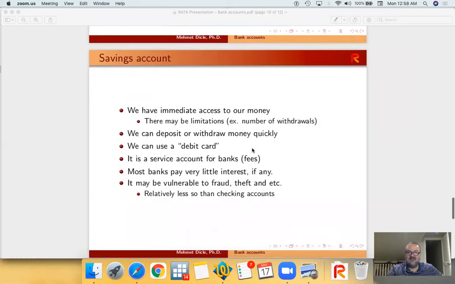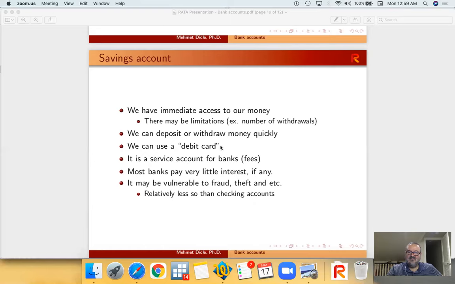A savings account is very similar. You still have immediate access to your money, but there may be some limitations. For instance, some banks may say you could only withdraw 3 times a month, or 5 times a month, and you could withdraw only half the money, and that sort of thing. Otherwise, you start paying fees. You could deposit or withdraw money quickly. You could just close the account and get all your money out very quickly, same day, immediately. So it's very similar to a checking account. You could actually connect a savings account to a debit card, but that kind of beats the purpose.